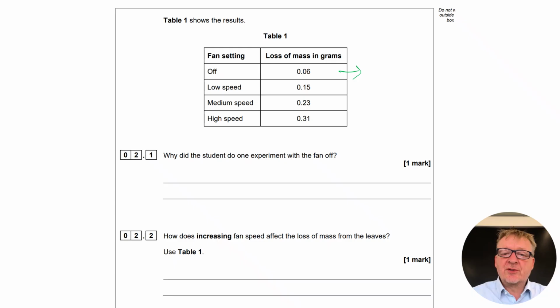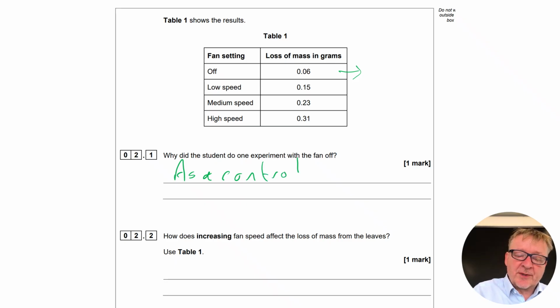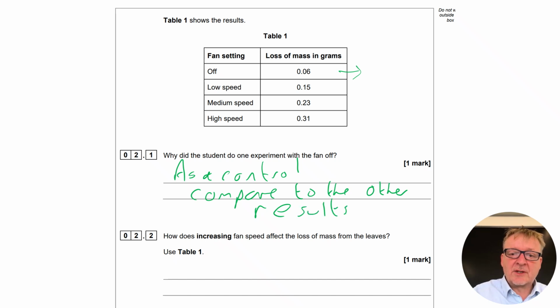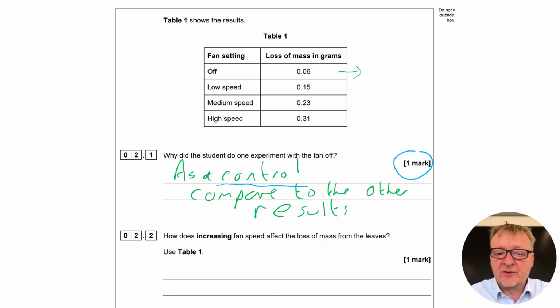Okay, why did the student do the experiment with the fan off? Right, so that is as a control. Okay, what you've got to be able to do is compare to the other results. Now, I could have said as a control and they're going to accept that. But what you've also got to do is clarify it. I'll always say every single time, even if it's a 1 mark question, don't just write the word control, even though you're kind of right. Make sure that you justify what you're actually saying. No answer ever only has 1 word in it.